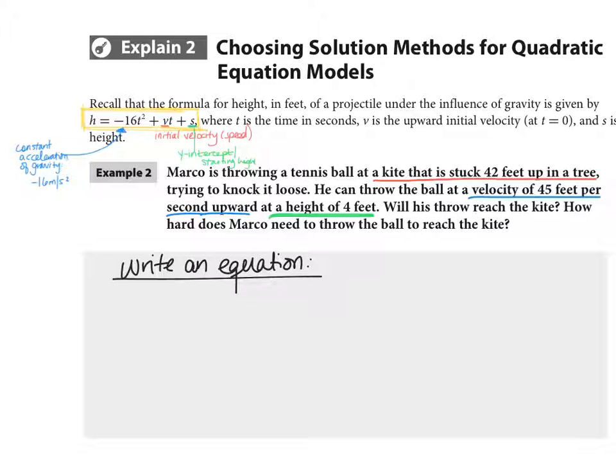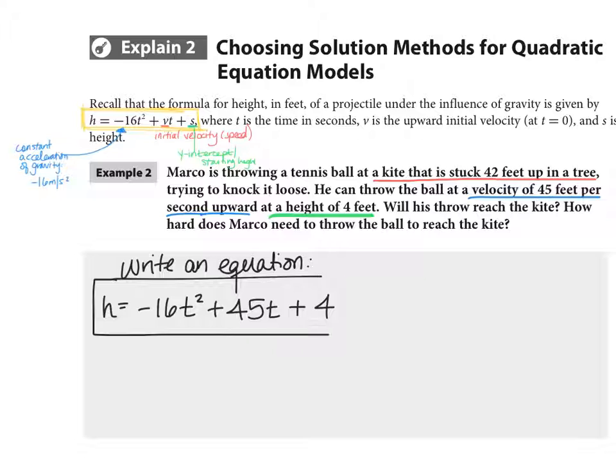So let's start by writing an equation for that. My general equation is going to be that h equals, that's the height of the ball at any given point in time. H is going to equal the constant, negative 16 t squared, plus his velocity, so plus 45 t, and the ball is starting at 4 feet off the ground. All right, so that's my general equation. If you aren't sure how we got that, then you need to rewind and rewatch that section.